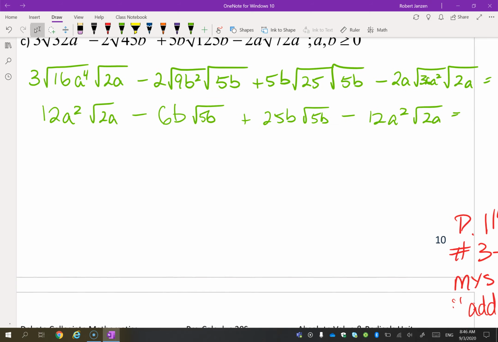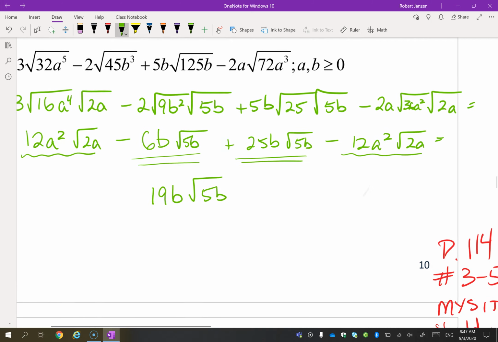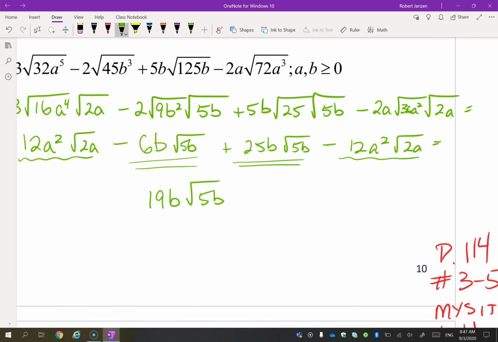Now, do we have any like terms? Is there anything like with 12a squared root 2a? Yes, that's 0. And then I'm going to have negative 6b root 5b, 25b root 5b. Those are like terms. Okay, and I end up with just 19b root 5b. And I don't need to say what a and b are because that's already been done.